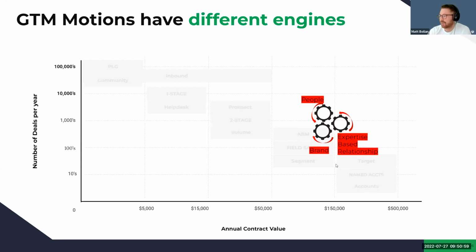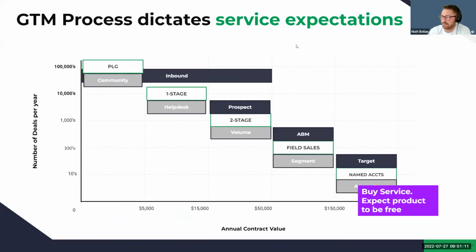Okay. So these are the different engines. And I see questions and I will answer them in a second. I'm going to finish going through the engines portion, and then I'm going to go to the service expectations. This is the last point for this: our go-to-market motions dictate our service expectations. On the left side, you buy the product and you're expecting to pay $30 a month for the product. And your service is free.